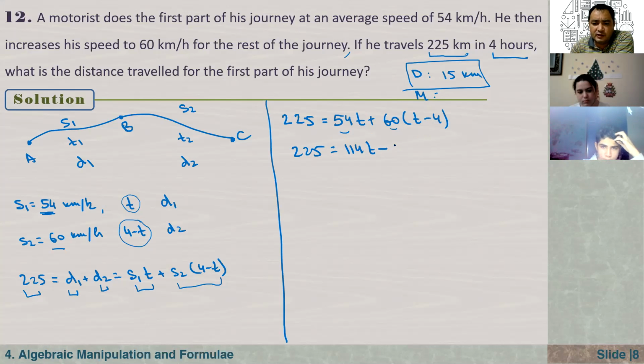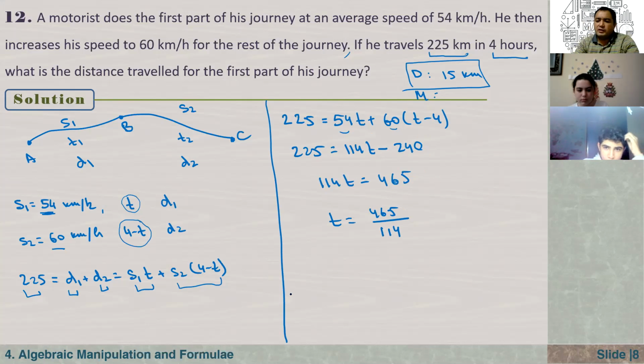Minus 60 times 4, it is 240. So from here, 114 is equal to 240 plus 225, that is 465, right? So what is T? T equals 465 divided by 114. Is that right? Can I simplify this? I did the same, but I didn't write t minus 4. I wrote 4 minus t.